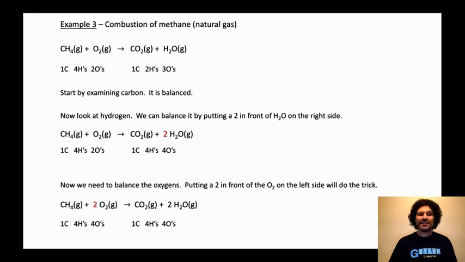Finally, we need to balance the oxygens. We have 2 oxygens on the left side, 4 oxygens on the right side at the moment. So if we put a 2 in front of the O2 molecule on the left side, that will do the trick. And from our bookkeeping, we can see that we have the same number of atoms of each element on both sides of the equation.